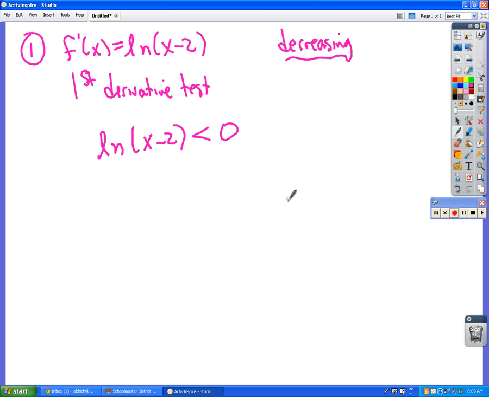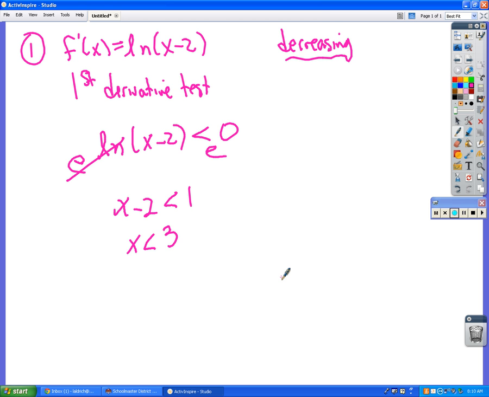Okay, so solve that. E both sides. If you E both sides, the natural log cancels. So x minus 2 has to be less than e to the 0, which is 1. You add 2 to both sides and you get x is less than 3.